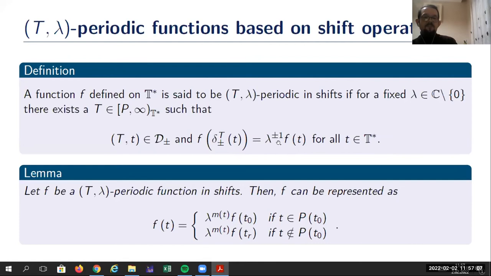This is actually very parallel to the definition constructed on additively periodic timescales, just we are using the advantage of shift operator. There is another result. If you have a T lambda periodic function in shifts, then we can represent F in this piecewise defined way. If your point T is belonging to set PT0, you have this representation. Otherwise, it is represented by lambda to MT and F of TR. TR can be understood as remainder.